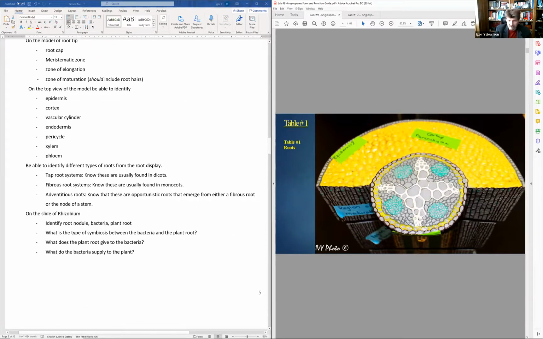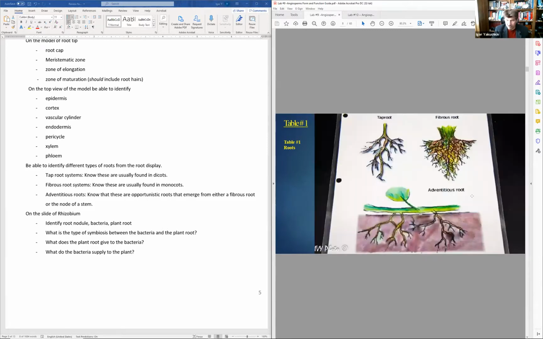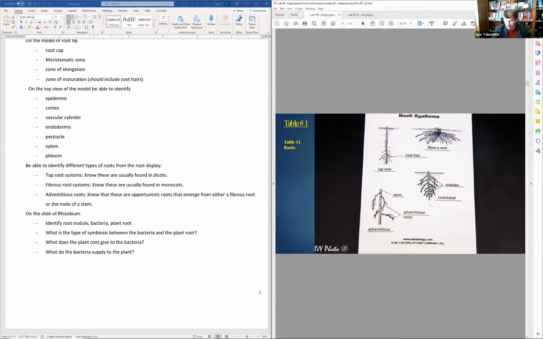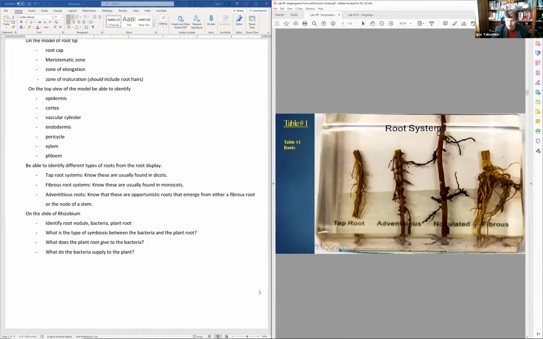Be able to identify different types of roots. Here we're looking at the zone of division. That's a root cap, with the zone of division right after that, then the zone of elongation, and as soon as you start seeing root hairs, that's the zone of maturation. Different types of root: tap root, fibrous root, and adventitious root. Here we're looking at the tap root, adventitious roots, and the fibrous roots. That's also adventitious roots. So tap root, adventitious roots at all kinds of sites, and then the fibrous roots.